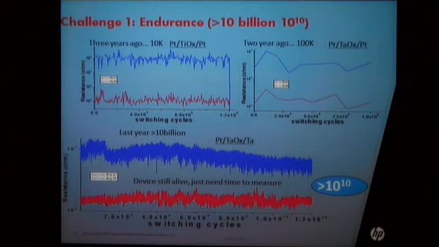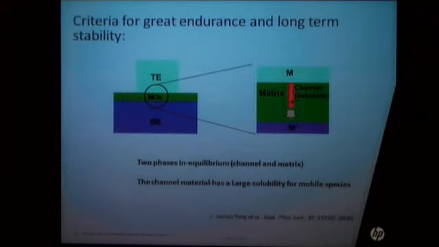So as you can see here, the material system plays an important role in the endurance property. So what are the criteria for material selection? As I said, in the switching device, you have a conductance channel. It's a suboxide surrounded by a stoichiometric insulating oxide serving as the matrix.